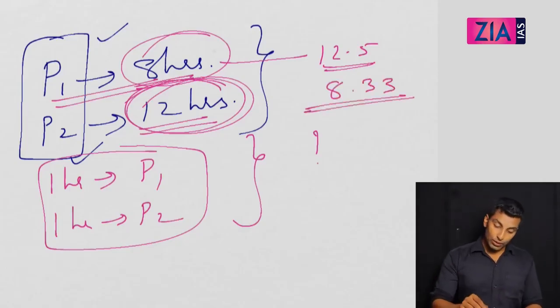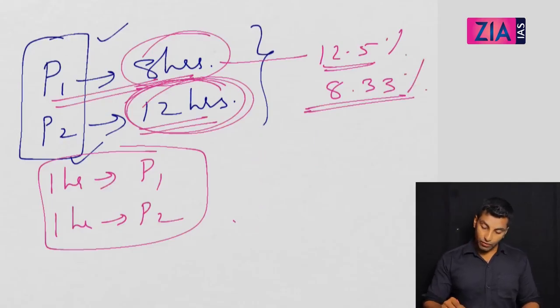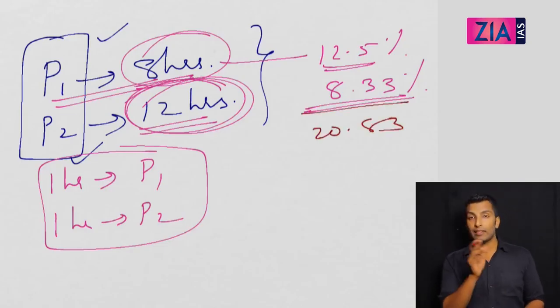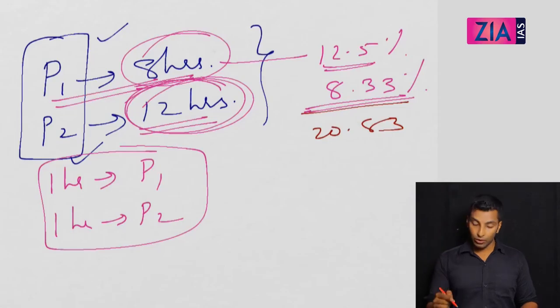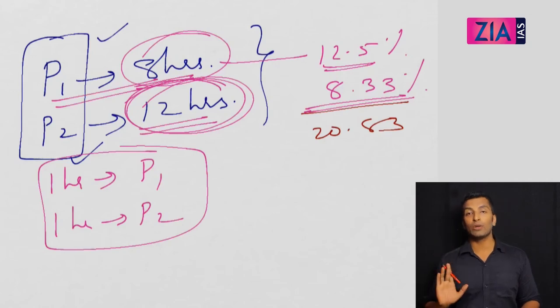Now this is in percentage, this is in percentage. Let's see. In the first hour P1 is open, so in the first hour 12.5 is filled. Second hour P2 is open, 8.33 is filled. So after 2 hours how much is filled? 20.83 is filled. Third and fourth hours are the same application, so another 20.83. Fifth and sixth are also the same. Seventh and eighth hours are also the same.